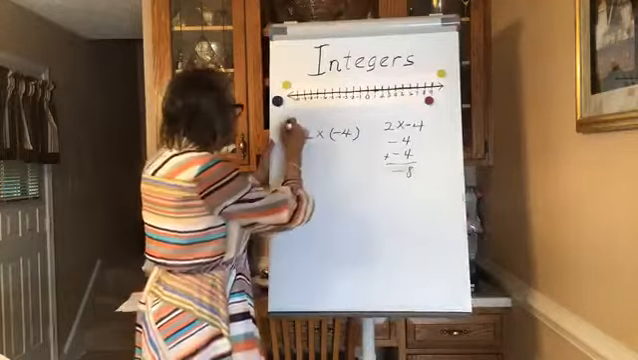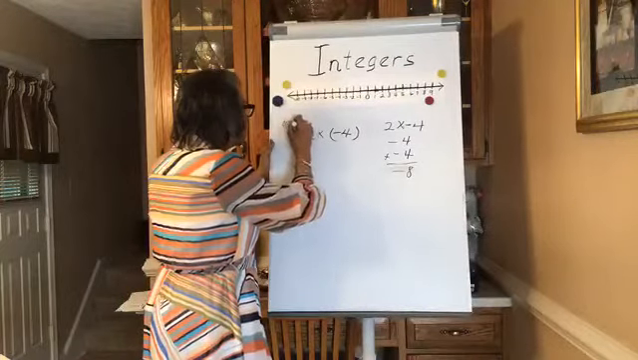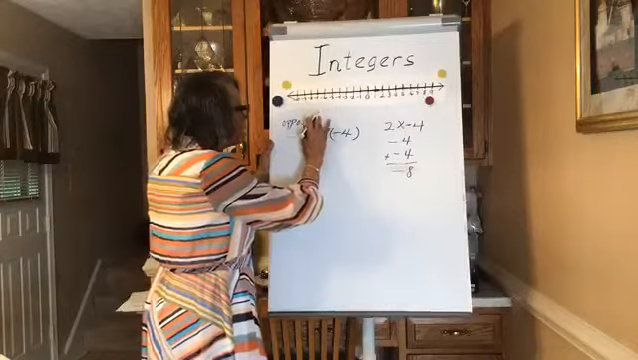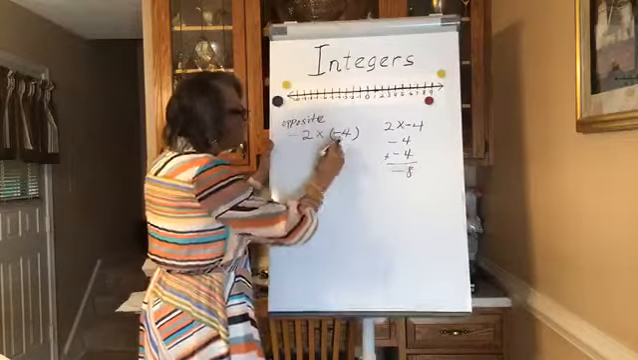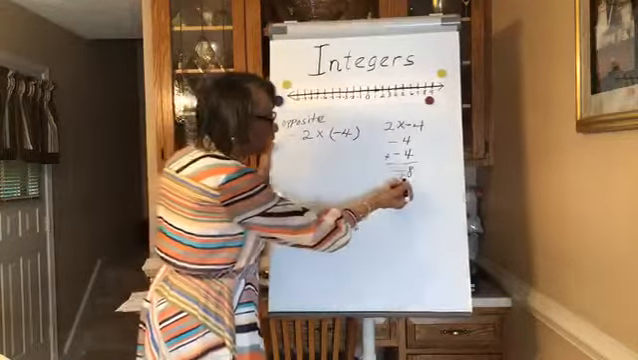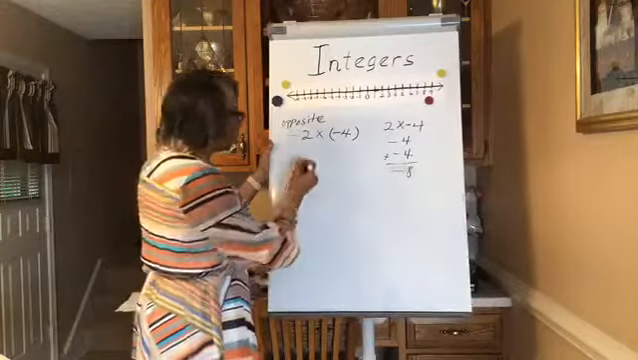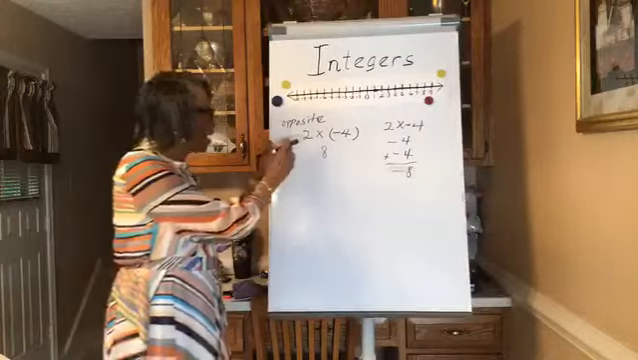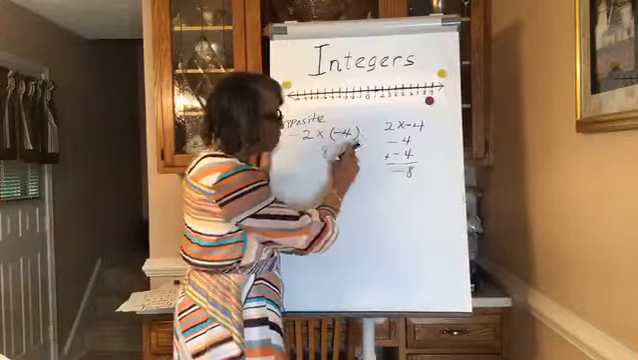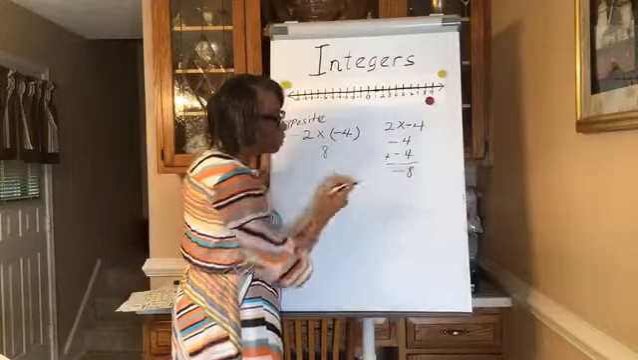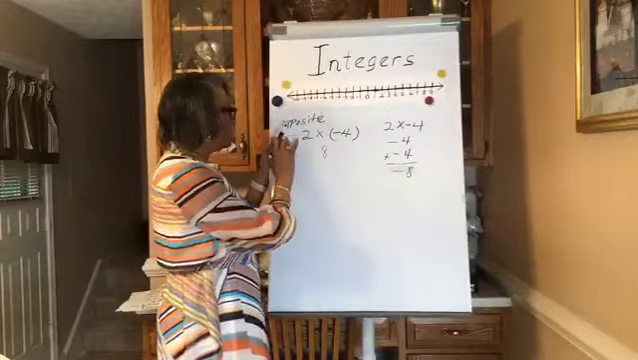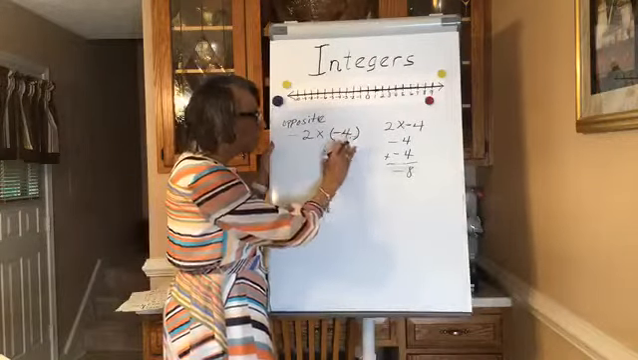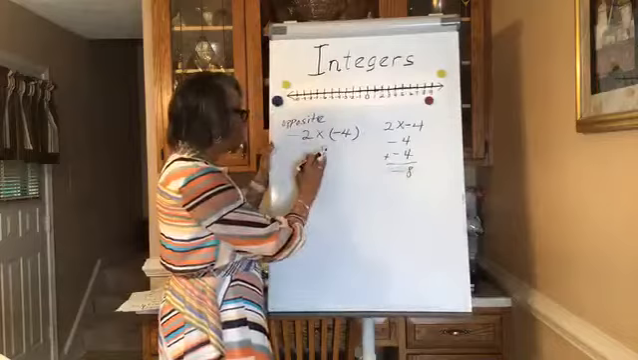So we interpret that as meaning the opposite. So here's another meaning that we use for the minus sign. When used this way, it's the opposite of 2 times -4. What is the opposite of -8? The answer is what? 8. Okay, did you catch that? We multiply 2 times -4, which is the same as adding -4 plus -4. We got -8. But this says -2 times -4. So this means the opposite of 2 times -4, which is the opposite of -8, which is 8.